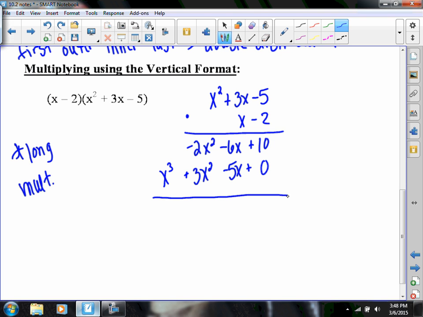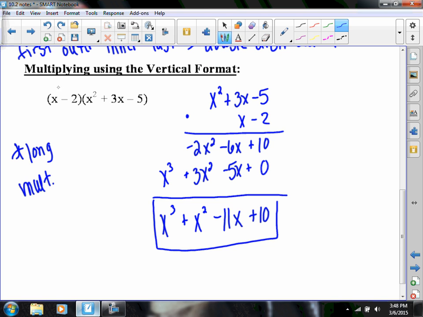Now the nice thing about this is that it does line up all your like terms. So now I can just add down the columns. So I have x to the third plus x squared minus 11x plus 10. But it doesn't really teach you too much about the process that's actually happening here.